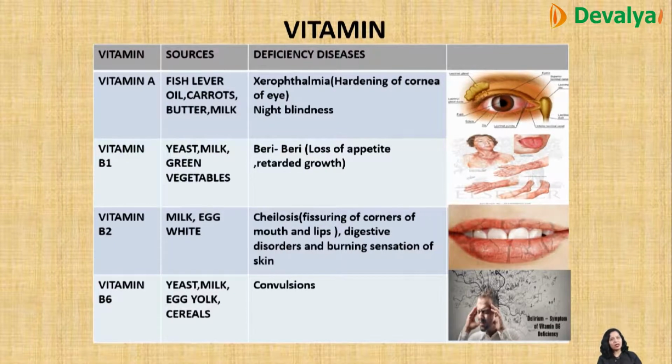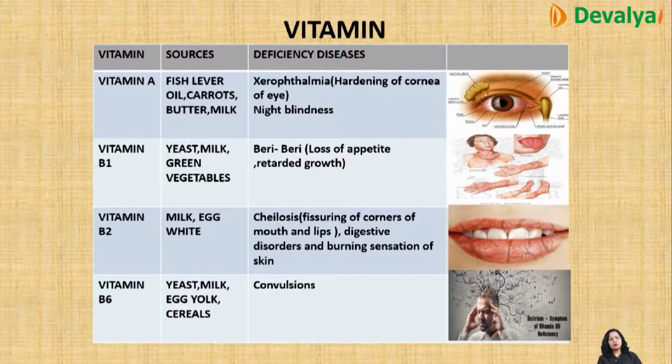Like vitamin A, their main sources are fish liver oil, carrot, butter, milk. But if you do not take it in sufficient amount, it can lead to the disease called xerophthalmia, that is hardening of the cornea of the eye, and night blindness. You will not be able to see at night. Next vitamin is B1, and the sources are yeast, milk, green vegetables. The deficiency disease is beriberi, that is loss of appetite, you will not feel hungry, and obviously if you do not take a proper diet, it leads to retarded growth.